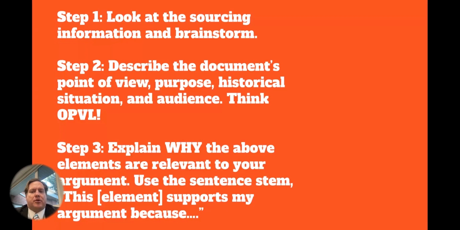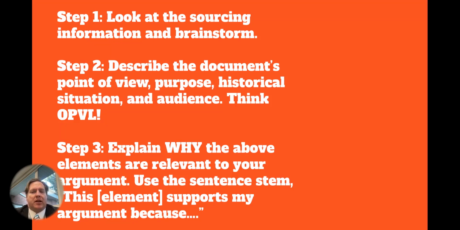Step two is to describe the document's point of view, purpose, historical situation or context, and its audience. I like to think of this in terms of OPVL, the origins, purpose, value, and limitations. If you think about it, all of the elements I just listed will affect what a source says. If I'm writing to my daughter, I'm going to take a different tone than if I was writing to the president. If I'm writing a diary entry, my audience is very different than if I'm preparing a speech for Congress. If I'm writing in the middle of a war, my tone is going to be different than if I'm writing after surviving that war. If I support abolition, my writing will sound different than if I oppose it.